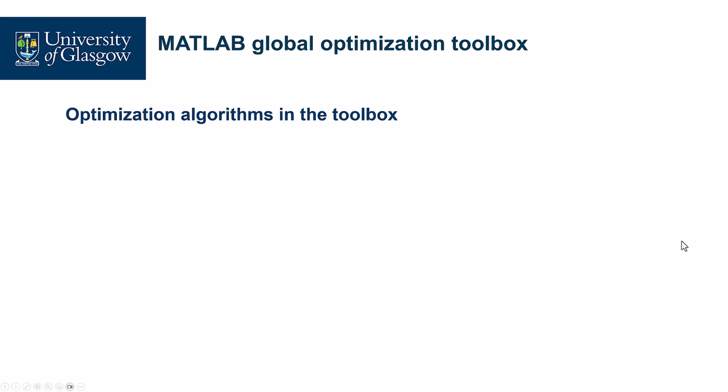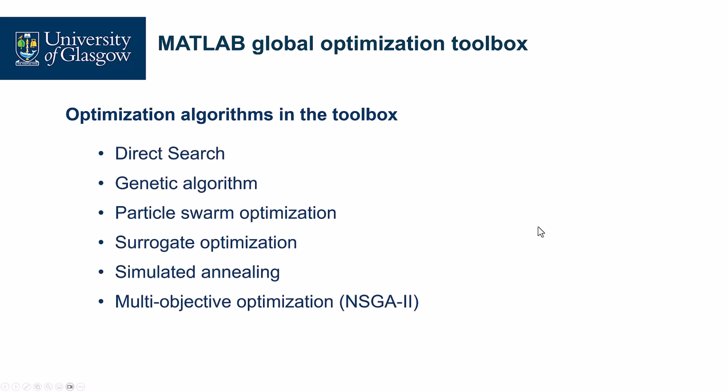Then, what algorithms are there in this toolbox? Here they are. We have direct search, the GA, and particle swarm optimization, which we will introduce next week. They also have surrogate model optimization, simulated annealing, and multi-objective optimization. They use an algorithm called NSGA-II, which is also based on GA. Some of these will be taught not in this specialization, but in the next, advanced one.